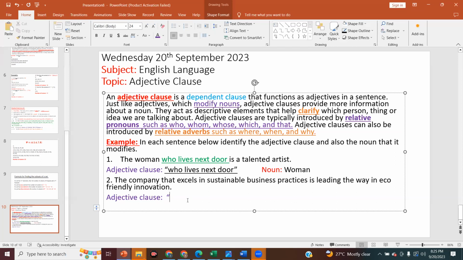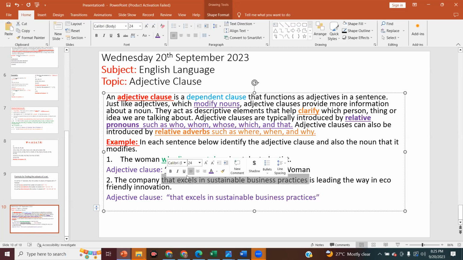So that excels in sustainable business practices. Let me underline that. And the noun, what is the noun? Company. The company, very good, the company. All right.